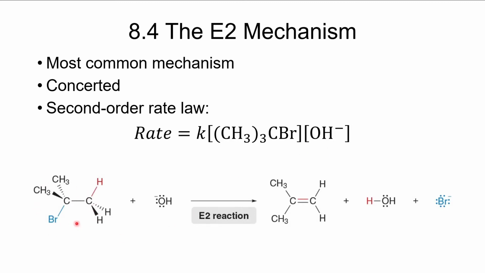Here is an example of an E2 reaction. Here we've got tert-butyl bromide plus hydroxide ion as our base. You'll see we've highlighted one of the hydrogens that the base is going to attack. And we're going to make a new bond between hydrogen and oxygen, break the bond between carbon and hydrogen, make a new bond between carbon and carbon, a new pi bond, and break the bond between carbon and bromine. That will leave us with the conjugate acid of whatever our base was. In this case, hydroxide has water as its conjugate acid. And then we'll also have bromide as our leaving group.